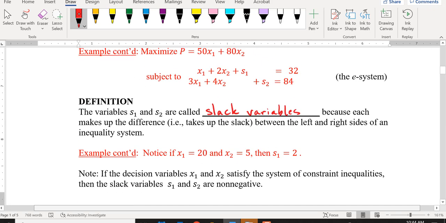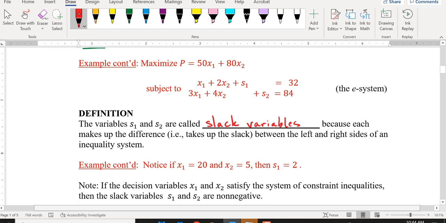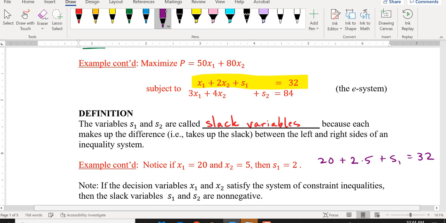All right, notice if x1 is 20 and x2 is 5, so we're looking right here. If x1 is 20 and x2 is 5, what would S1 be? What would the slack variable have to be? So you would end up with 20 plus 2 times 5 plus S1 equals 32. 20 plus 10 is 30. So S1 would be 2.